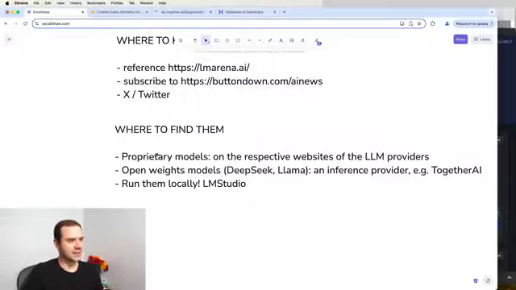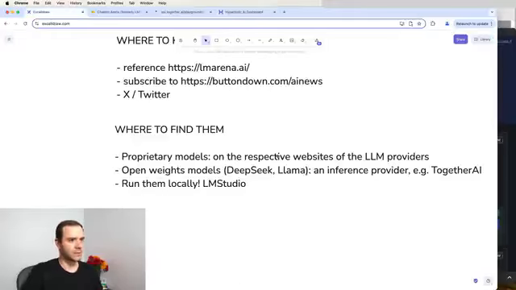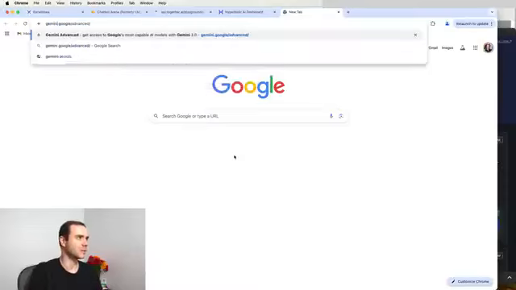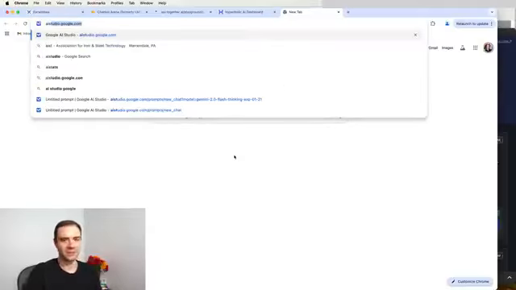So the first one I would say is for any of the biggest proprietary models, you just have to go to the website of that LLM provider. So for example, for OpenAI, that's chat.com, I believe actually works now. Now for Gemini, I think it's gemini.google.com or AI Studio. I think they have two for some reason that I don't fully understand.